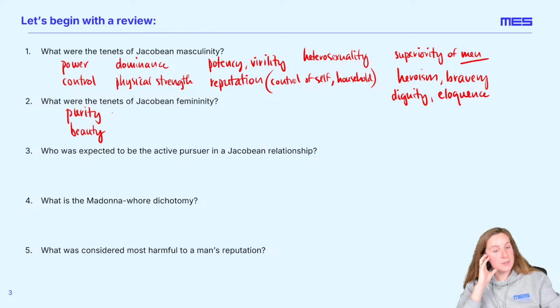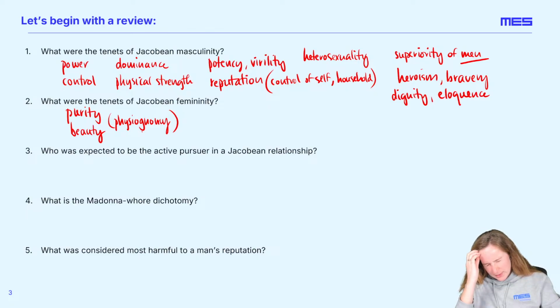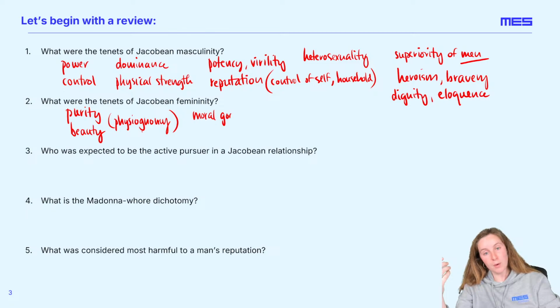And if we think about the reasons for this, perhaps the idea of physiognomy comes to mind. This idea, a pseudoscience, it's now been proved, but a belief that people's outsides match their insides. So their external beauty was a reflection of their moral character, which means that if someone is beautiful, then they are good. And this was, of course, another expectation for women, this idea of moral goodness, because women were expected to be the moral center of their family.